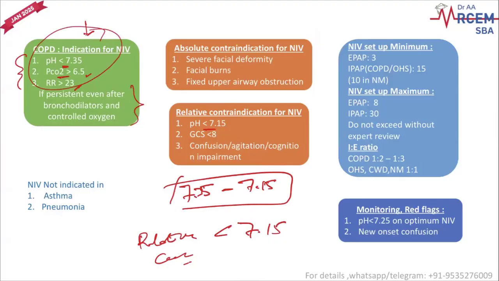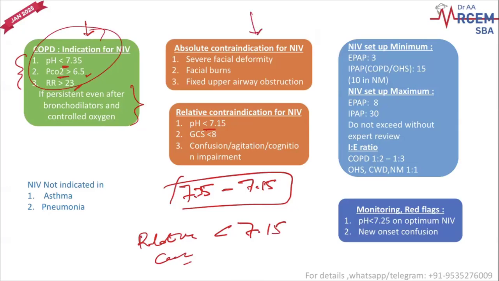Any one of these parameters, for example, respiratory rate is 24, that's an indication. PaCO2 value is 7, that is an indication. pH is 7.3, that is an indication to go ahead with a BiPAP. That is an NIV to go ahead with.